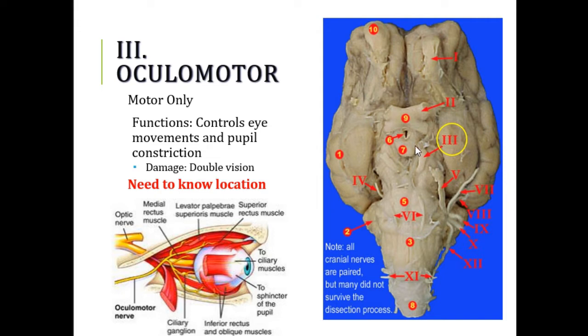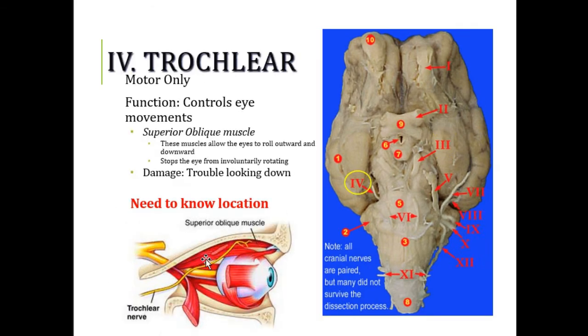So moving to cranial nerve 5. Excuse me, 4. Oh my goodness, excuse me. So the fourth cranial nerve, also motor only, is the trochlear nerve. And this will control eye movements, specifically in the superior oblique muscle. These muscles will allow the eyes to roll downward and up and outward, and will stop the eye from involuntarily rotating. So if you have damage to the trochlear nerve, then you might have trouble looking down because you won't be able to roll outward or downward.